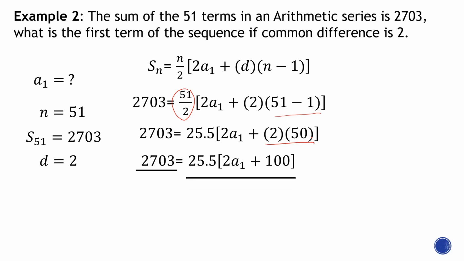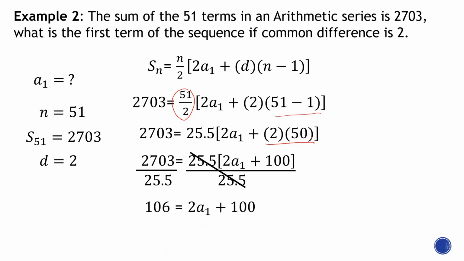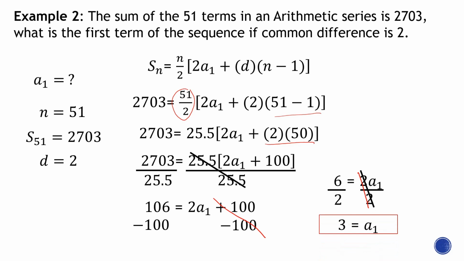And then divide by 25.5 on both sides. So we can cross that out. This is the result. And then subtract 100 on both sides. So we can cross that out. 106 plus -100 is 6, or 106 minus 100 is 6. And finally, divide by 2. Cross that out. The answer is 3. Okay? So this is another problem that we can use the formula for.